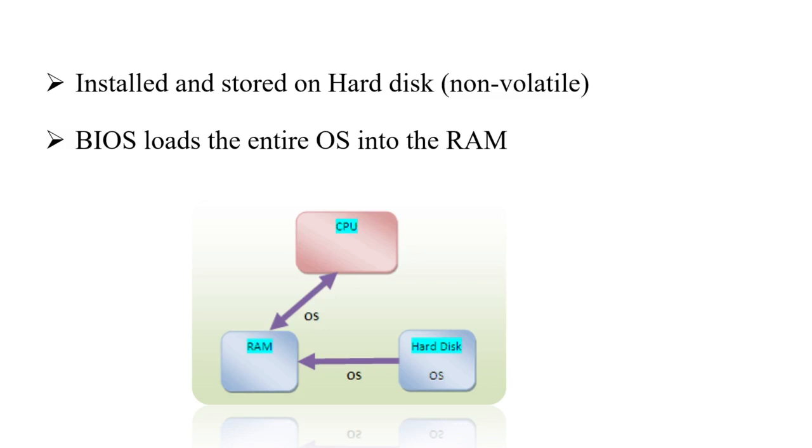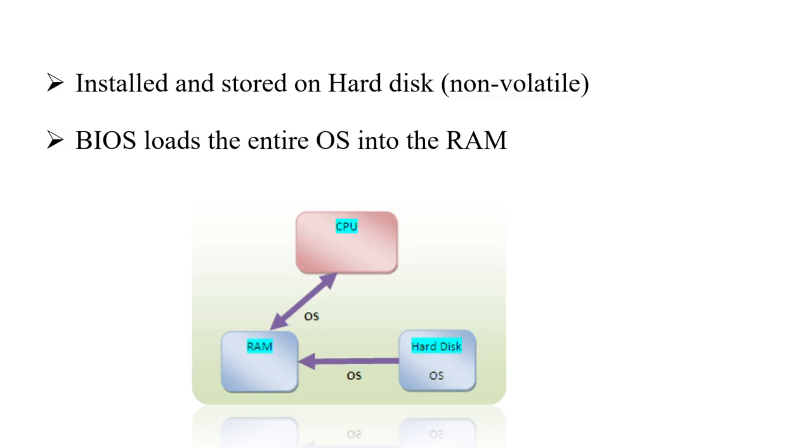But as the data access from the hard disk is very slow, just after the computer is started, OS is copied into the RAM, that means in the primary storage area, from the hard disk. BIOS, which is the first program that runs on the startup of the computer, loads the entire OS into the RAM. So, instead of accessing OS from the hard disk, CPU directly accesses it from the RAM. But since it is volatile, as soon as the computer is turned off, the data stored in the RAM is lost.